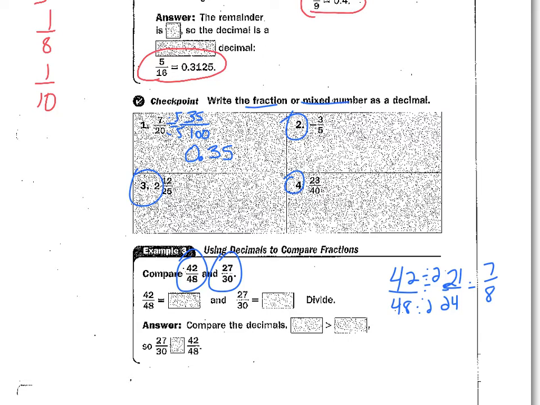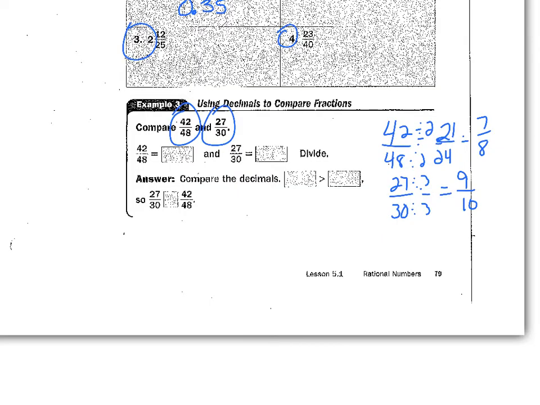27 over 30, that reduces by 3, and you get 9 over 10. So basically we're comparing 7/8 to 9/10. Okay, so once you have 7/8 and 9/10, you can put them as decimals. This is 0.875. This is 0.9, and therefore this one is less than.